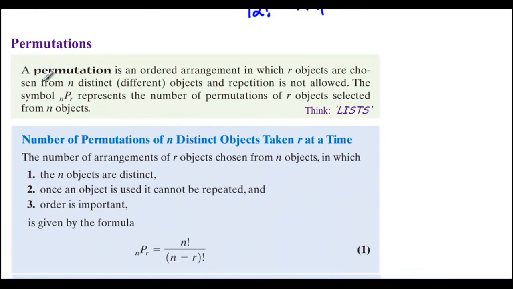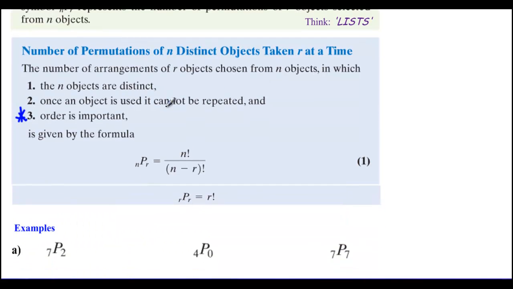All right, let's talk about permutations. A permutation is an ordered arrangement in which r objects are chosen from n distinct or different objects, and repetition is not allowed. The symbol nPr represents the number of permutations of r objects selected from n objects. This is where we'll be going through and giving lists. It's super huge that whenever you're thinking about permutations, the order is important, and also that we're not going to be repeating anything. The formula for nPr is n factorial over n minus r factorial.